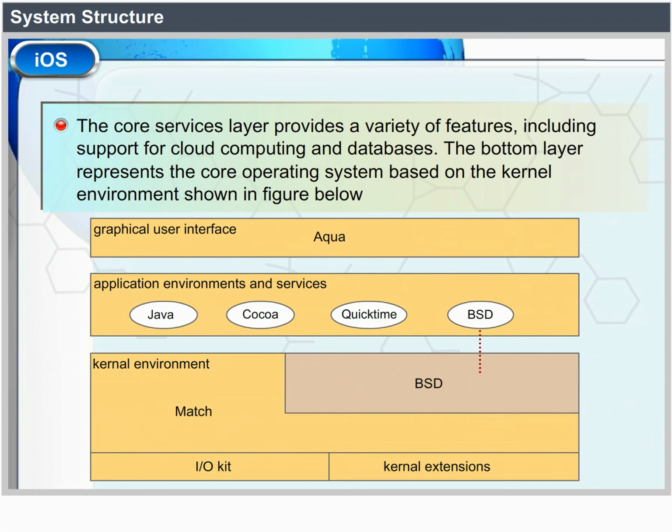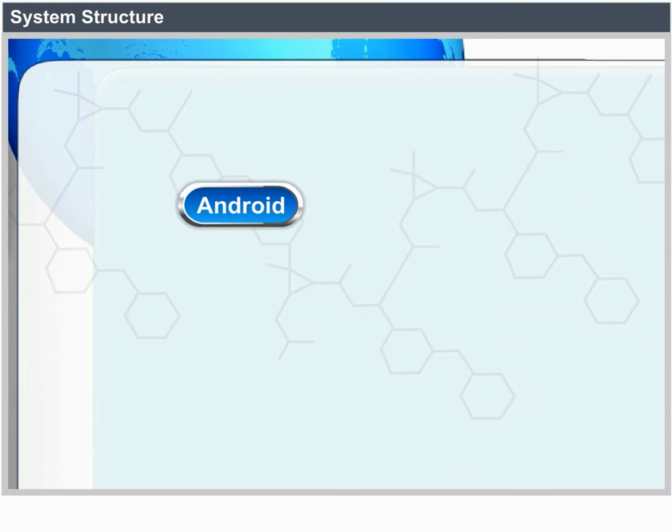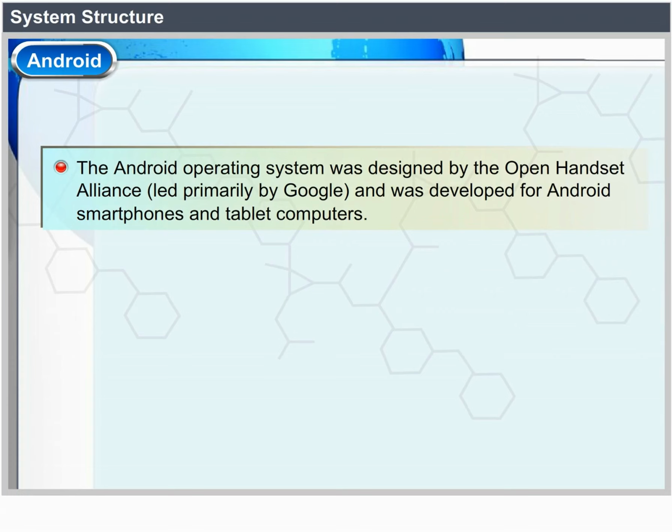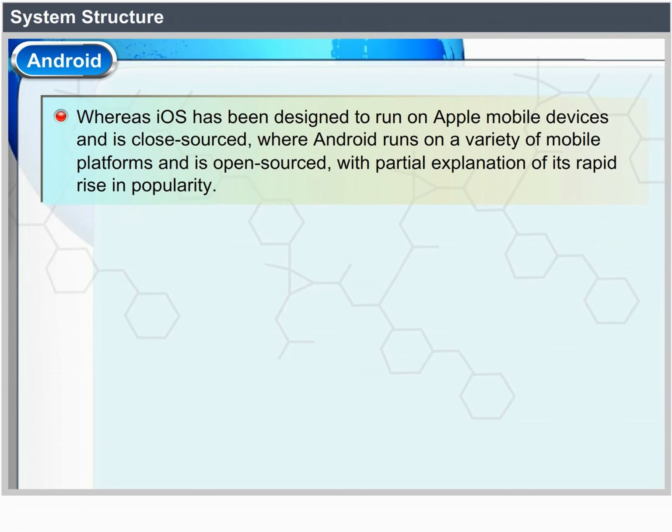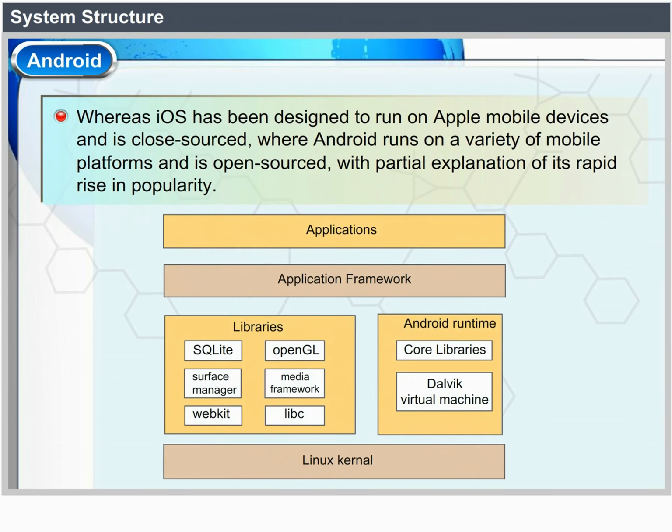Android. The Android operating system was designed by the Open Handset Alliance, led primarily by Google, and was developed for smartphones and tablet computers. Whereas iOS is designed to run on Apple mobile devices and is closed-sourced, Android runs on a variety of mobile platforms and is open-sourced, partly explaining its rapid rise in popularity.